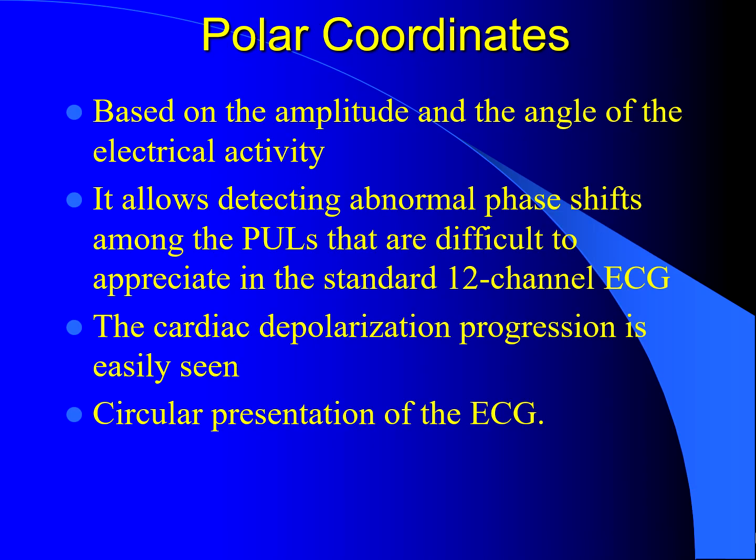Although polar coordinates locate the position of a point by the angle and the magnitude of the vector, they can be shown as a simple circular representation of the ECG. A circle is used and some or all the leads of a plane are represented superimposed. We will see that in the next slide. It allows detecting phase shifts among them that are difficult to appreciate in the standard 12-channel ECG.